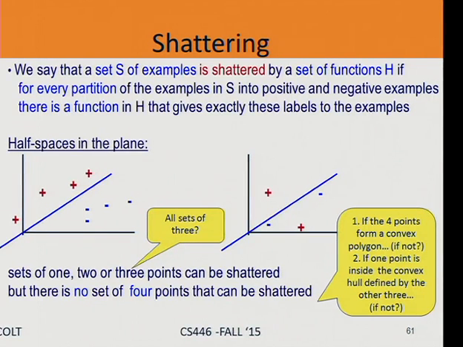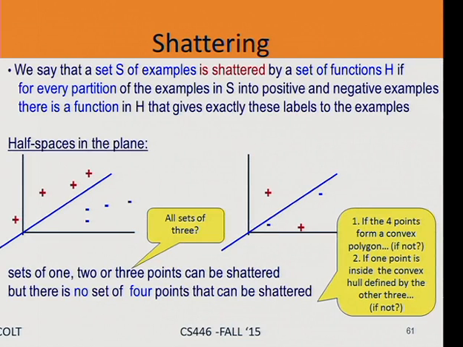They are not all on one line, and I'm going to take the convex hull of these 4 points. So I can think about 2 cases here. One case is that one of the 4 points is inside the convex polygon formed by the other 3. I think about there's a triangle and the 4th one is inside. What will you do here? Let's say it's negative inside and positive outside. You cannot express it with a linear function.